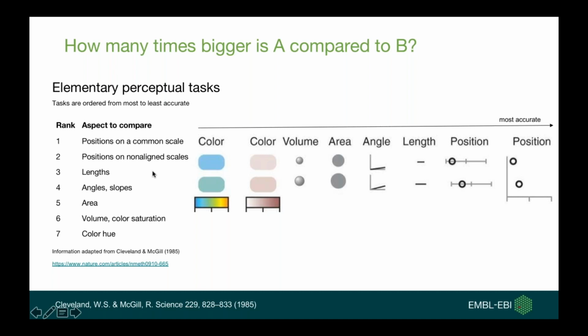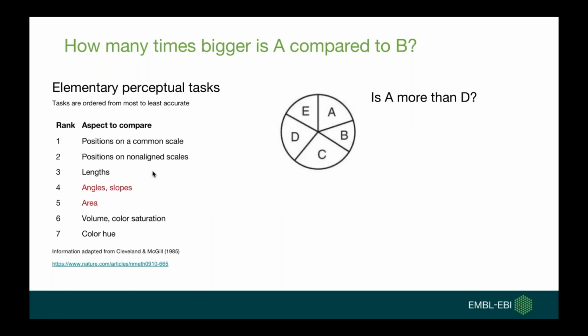And this is the main reason why data visualization people in general are not very fond of pie charts. So if I give you this pie chart and I ask you whether the area represented by A is more than the one represented by D, you really have to judge the difference between the angle of this area here, or the slope of the line, or the actual area itself. And for most people, this is actually quite difficult to do accurately.